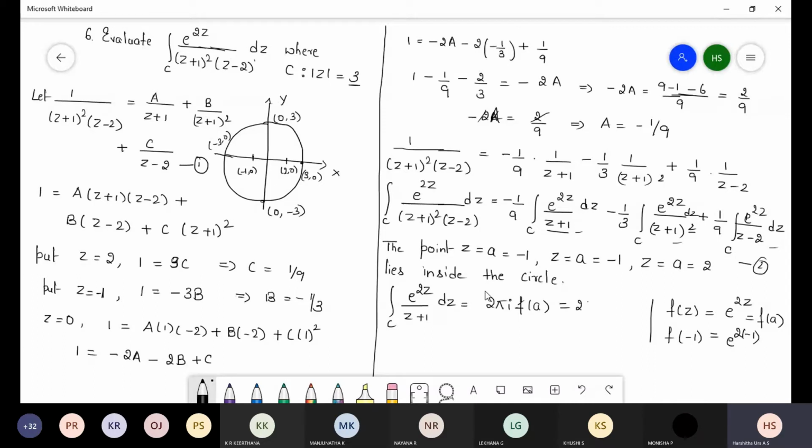So here I rewrite 2 pi I, and in the place of f of a I just write the point minus 1. So here 2 pi I into e power minus 2, that we can also write as 2 pi I divided by e power 2. Call this one equation 3.